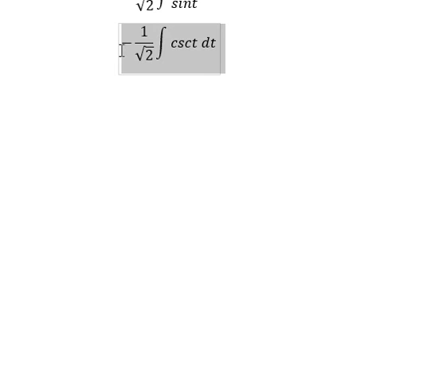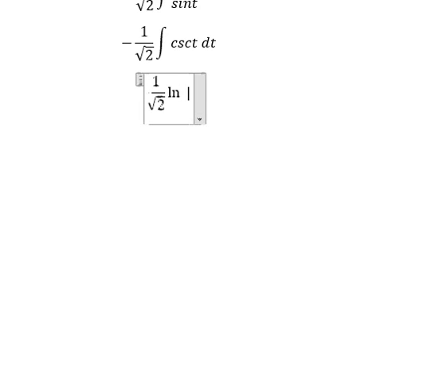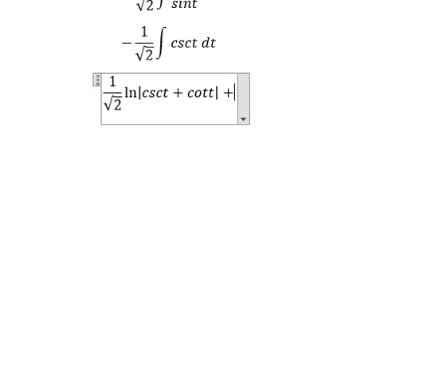The integration of this one, we have negative. So we have negative and another negative. We have positive. Ln of the absolute value of cosecant of t plus cotan t. And I will put about c.